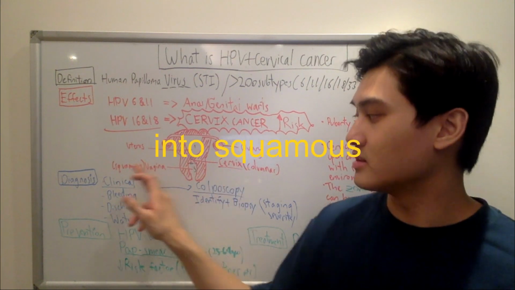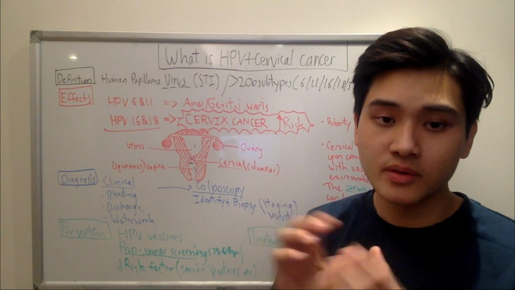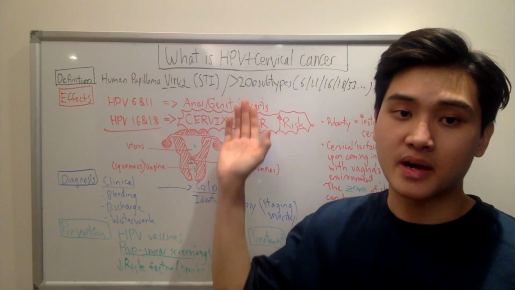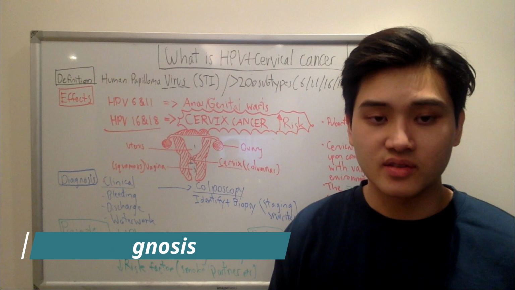So from columnar into squamous forms an area called the transitional zone, which can be induced by HPV 16 and 18 to form cancer. How do we diagnose cervical cancer?